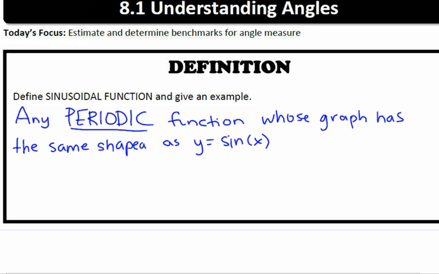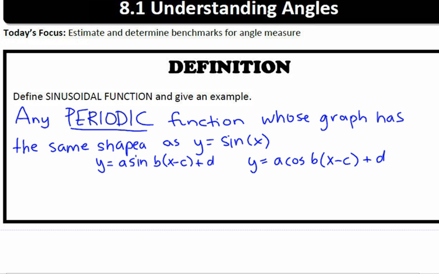Okay? So the equation can be either one of two forms that we're going to look at. A sine b times x minus c plus d, or a cos b x minus c plus d. Okay, so those are the two functions we're going to study. What does the a value do to the graph? What does the b value do to the graph? What does the c value do to the graph, and d?